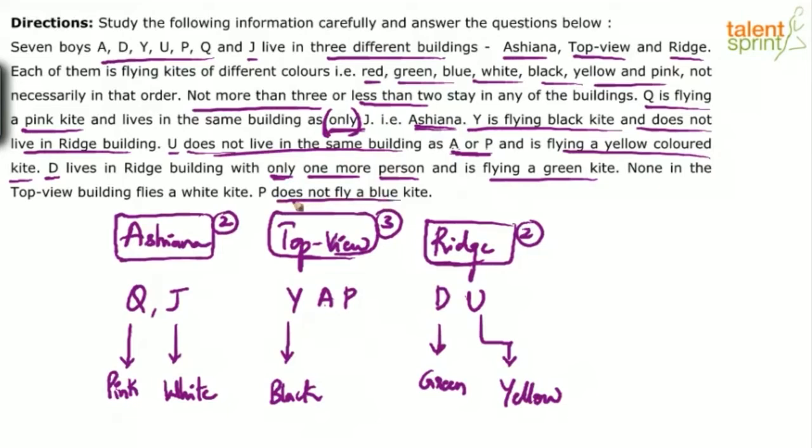And P does not fly a blue kite. If P doesn't fly a blue kite, it is obvious that A would fly a blue kite. And what is the color left? I think red has not been placed, right? So P will go for red. Done. That's what it is.